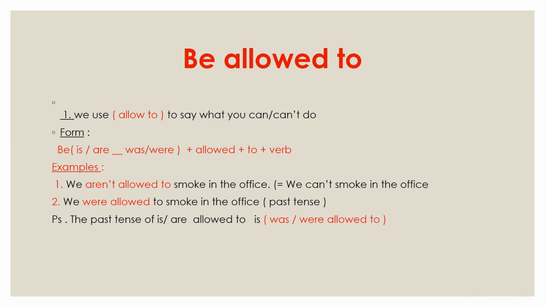You have to know that the past tense of is, are, or am allowed to is was or were allowed to. So the rule says that if someone gives you the permission or the possibility to do something, we use allowed to, and the construction is be plus allowed plus to. And be could be is, are, or am in the present tense, or was or were in the past tense.